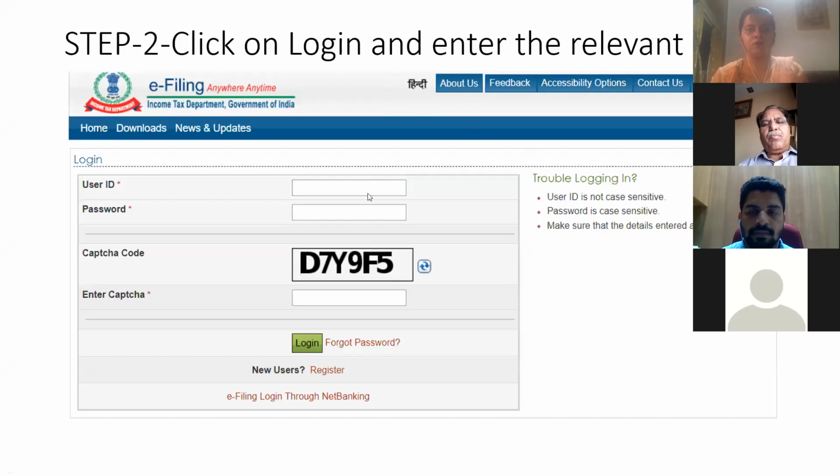Now in this screen, you can see it is asking you for user ID. It is asking you for the password and some CAPTCHA will be there. Now, user ID is basically your PAN number. PAN number is everything in capital. So it is alphanumeric PAN number, which is there in your PAN card. You have to enter that PAN number over here. Password will be the combination of special characters, lowercase and uppercase alphabets, and some numbers. Some combination of that you have to decide as your password if you have not yet decided.